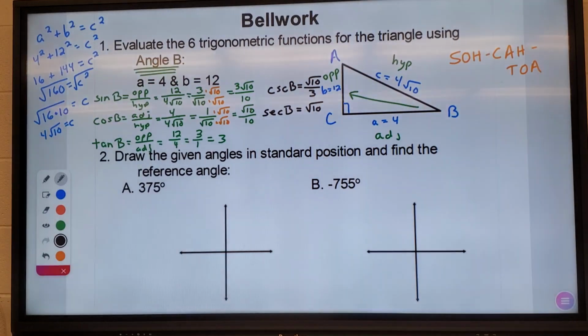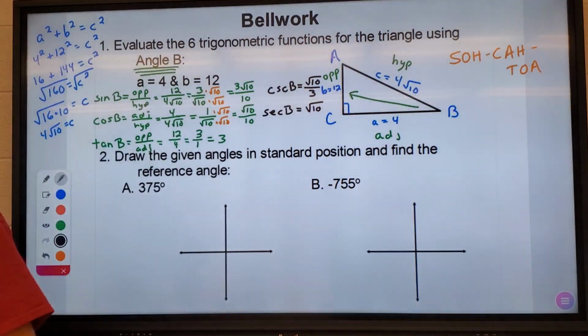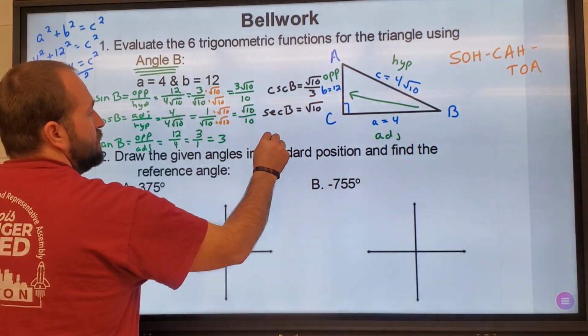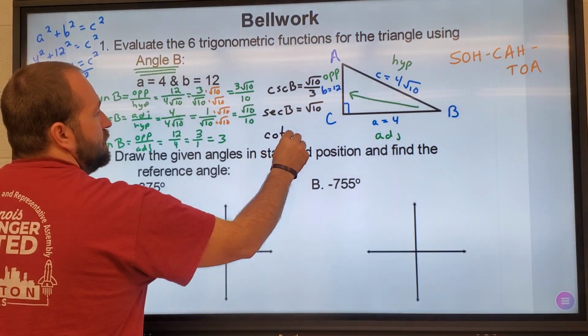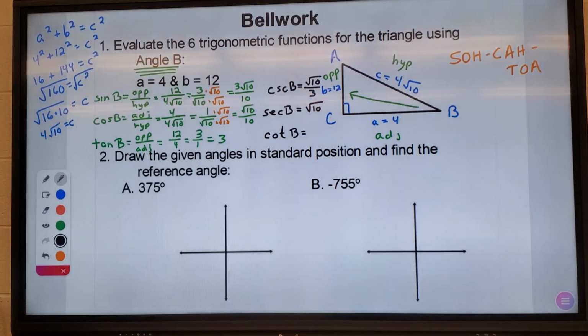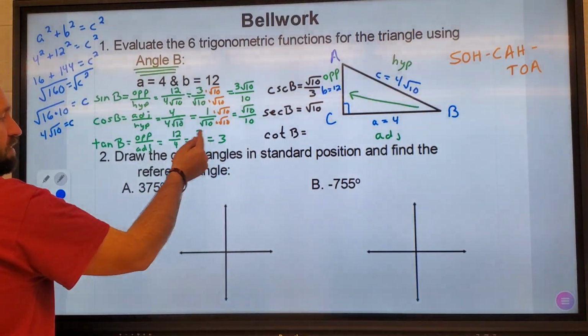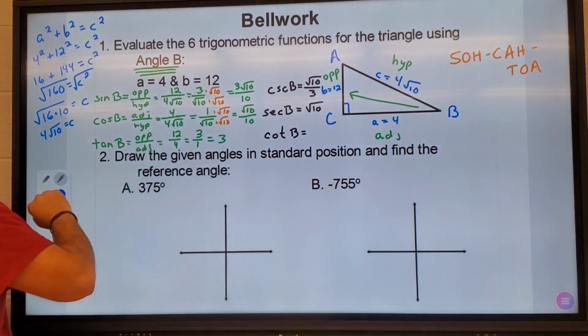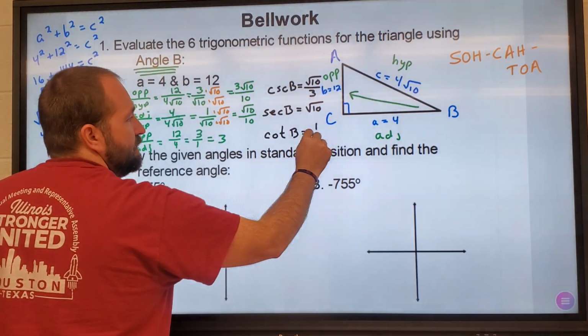And finally, the reciprocal function of tangent was cotangent, so COT of angle B is equal to the reciprocal of 3. Or if I can backtrack one more and I flip that, that becomes 1/3.